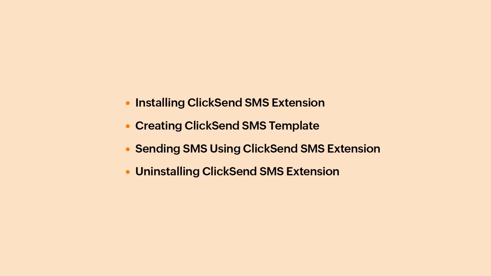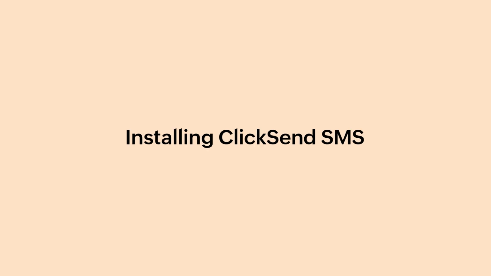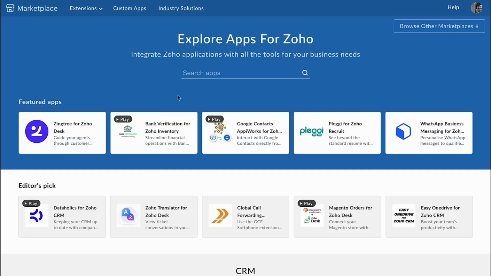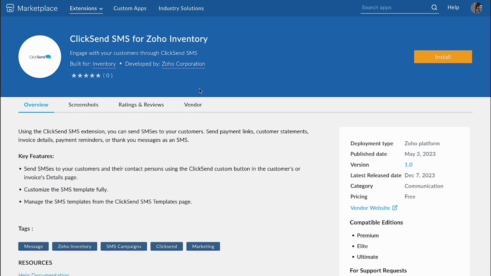In this video, we will cover the following topics. Let's get started. First, let's install the ClickSend SMS extension from Zoho Marketplace. Go to marketplace.zoho.com. Here, you will find many ready-to-use extensions. Search for ClickSend SMS for Zoho Inventory in the search bar. In the page that follows, install the extension.